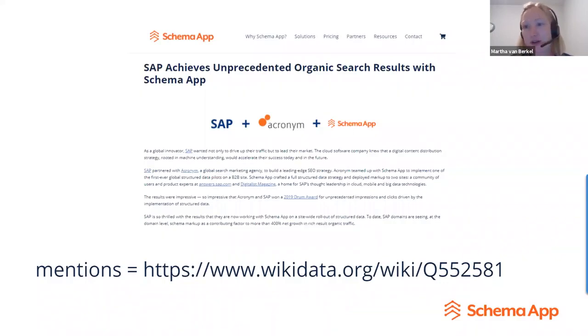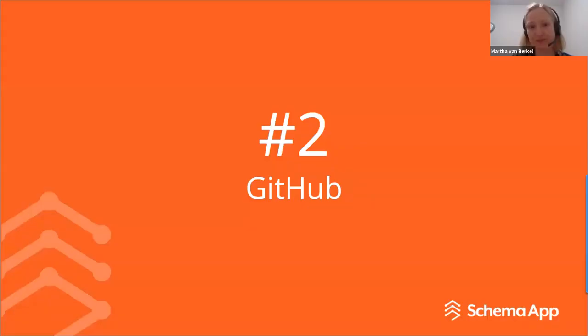Or, let's say you're trying to optimize a case study on your site. This is one of our case studies, and you wanted to mention who is mentioned in the article. Here, I'm saying it's mentioning SAP as a company. Again, Wikidata for the home run. Any of these examples that I've shown, you could also use a Wikipedia article or a Google Knowledge Graph link as well.